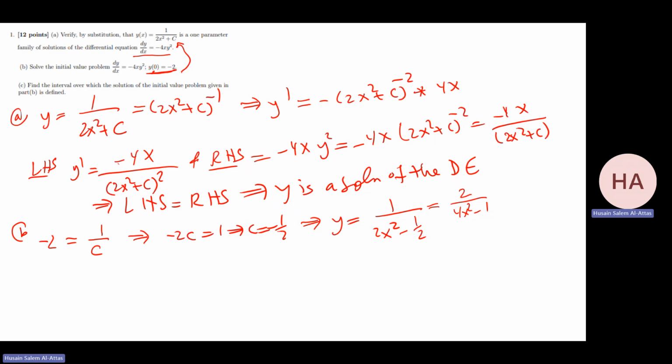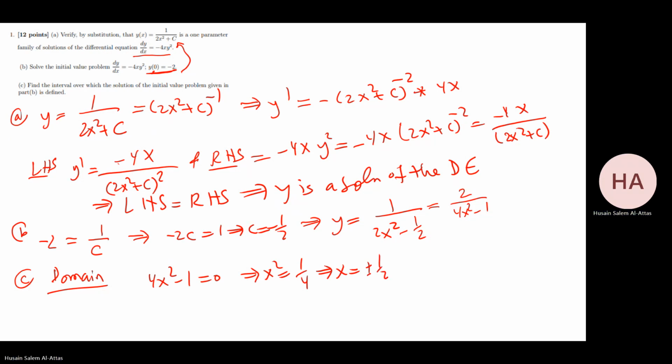Okay. Now, part C, what will be the domain of the function? I have to find the domain. I need 4x squared minus 1 not equal to 0. So I have x squared equal 1 over 4, so x equals plus or minus half. Okay. So I have 3 intervals, and this is minus half, I need to avoid it. And also the half, I need to avoid it. So the domain of the function is this union with this, union with this.